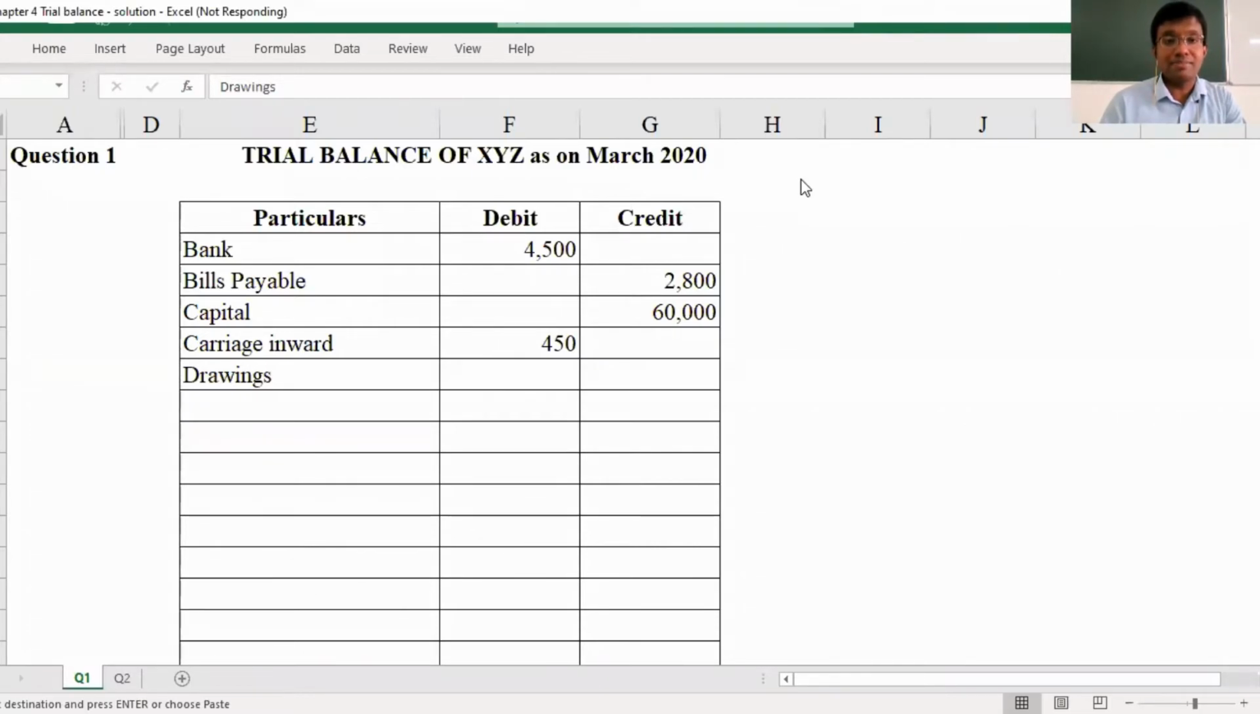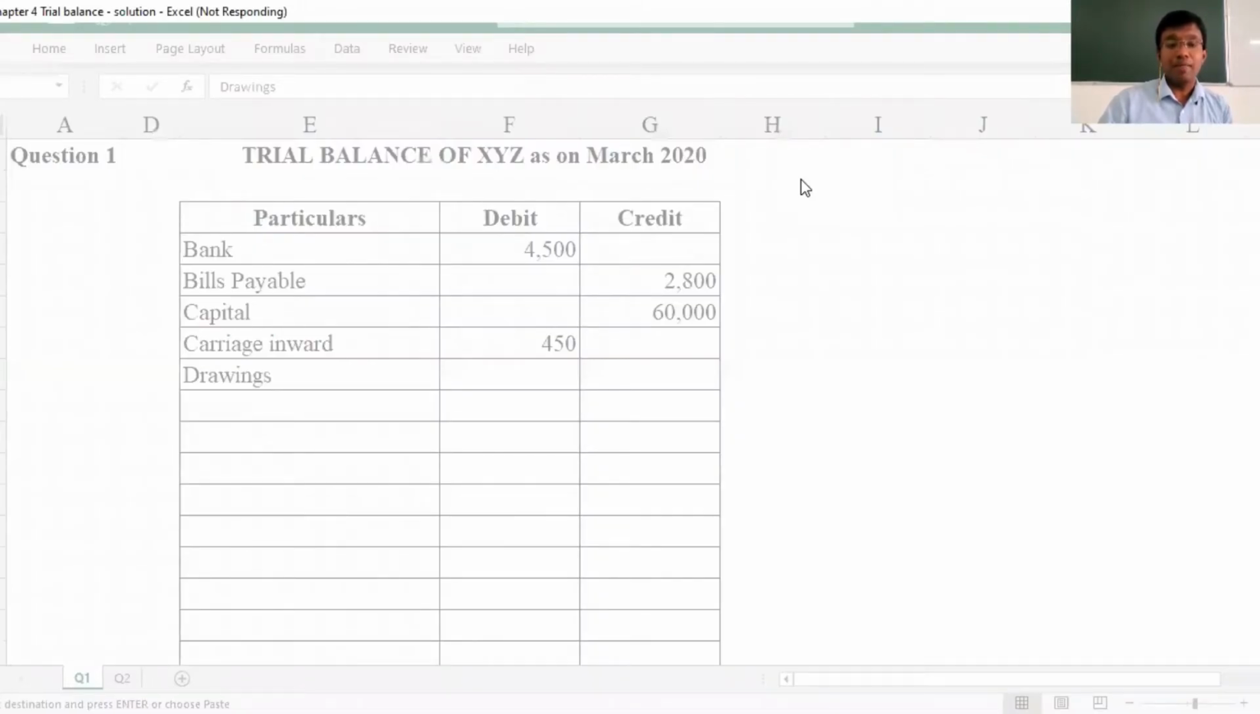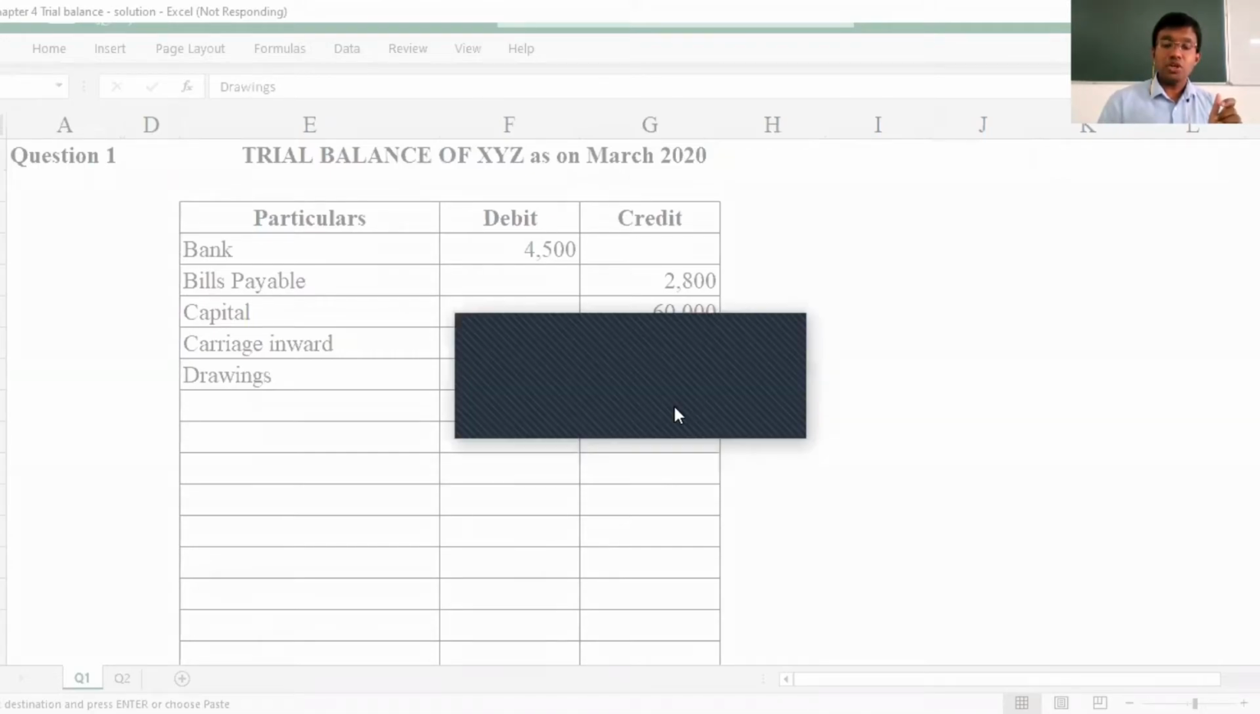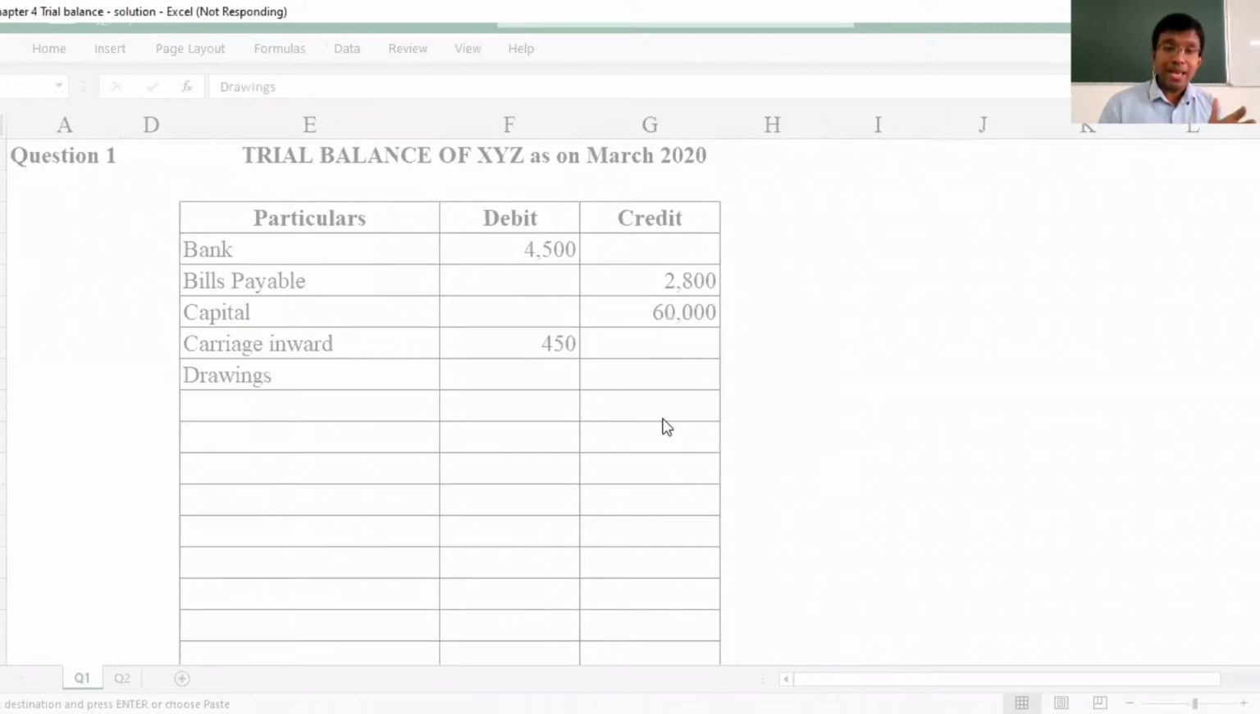So drawings, please remember, it is the business's money. Business is giving a loan to the proprietor. So since business is giving a loan to the proprietor, this is an asset. I'll repeat that. Drawings is the proprietor's money. The proprietor is taking this money for his personal use, and then the proprietor has to pay this money back to the business, because of which drawings is an asset.